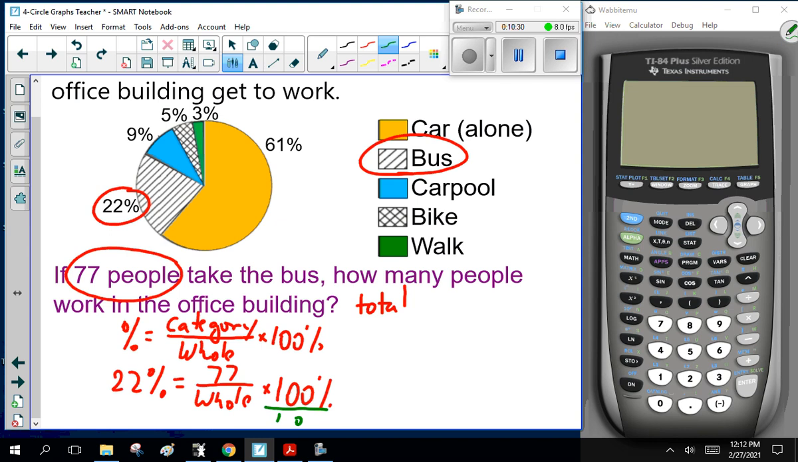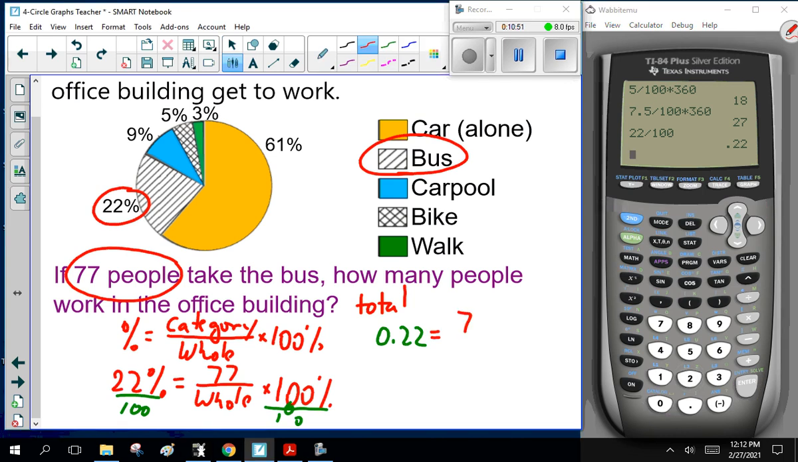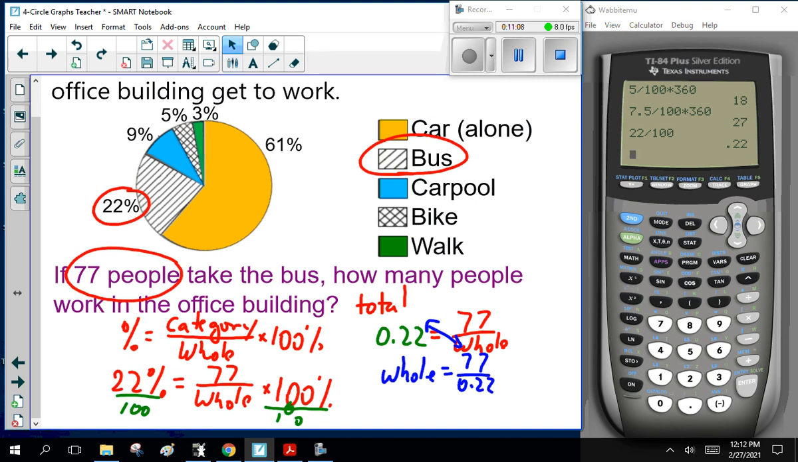So it's 0.22. Actually, I should double check that. 22 divided by 100. So 0.22 equals 77 over whole. And when we touch on it in Math 10, we'll touch that sneaky trick, cross multiply. So whole equals 77 divided by 0.22. 77 divided by 0.22 is 350 people. So 350 people work in Maxine's office building.